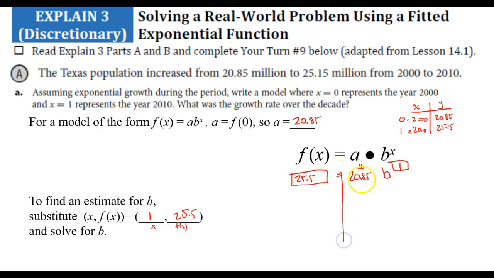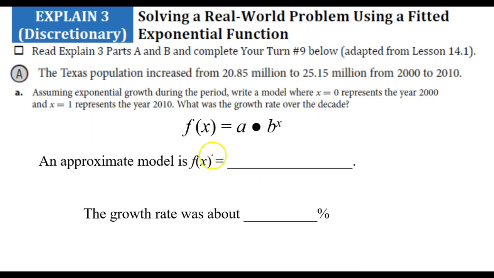What we're going to do is we're going to solve for b. So what is the opposite of multiplying? Dividing, right? So we'll divide both sides by that much. And we're going to go ahead and figure out what 25.5 divided by 20.85 would be. Since it's b to the first power, we don't have to root anything or raise anything to a reciprocal power. Once we figure that out, we can figure out what our b value is. So that would be about 1.206. All right, cool. So that wasn't too bad.